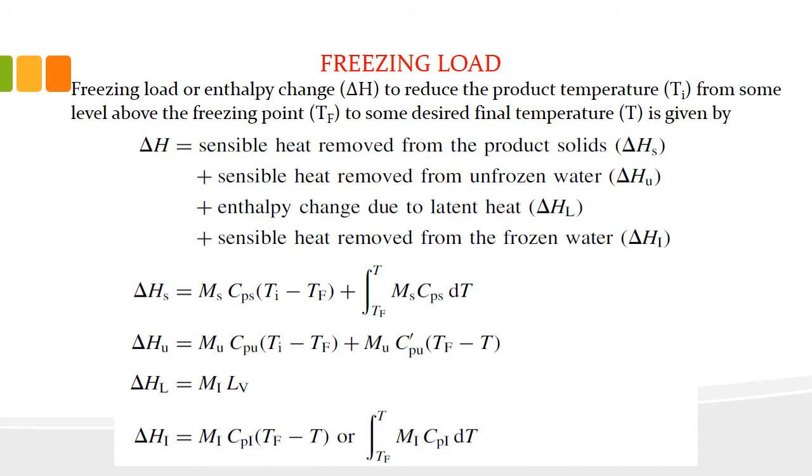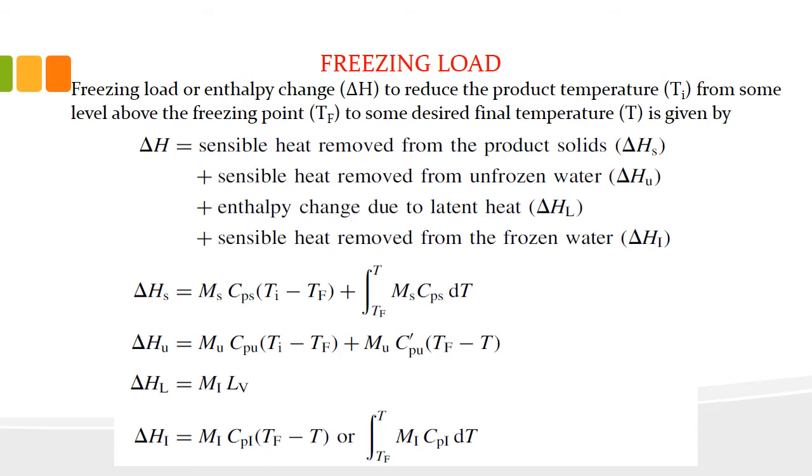food material. For suppose you want to freeze a particular apple which is at an initial temperature of Ti, say suppose 30 degrees centigrade, and you want to reduce the temperature to a temperature say minus 40 degrees centigrade, which is T, and the freezing point of the apple is say minus 1.8 or minus 0.5 degrees centigrade, which is your Tf. So freezing load is the enthalpy change required to reduce the temperature of a product which is at the temperature of Ti to a final temperature T. This T is below the freezing point of the food material. So this change in enthalpy is the sum of various components.